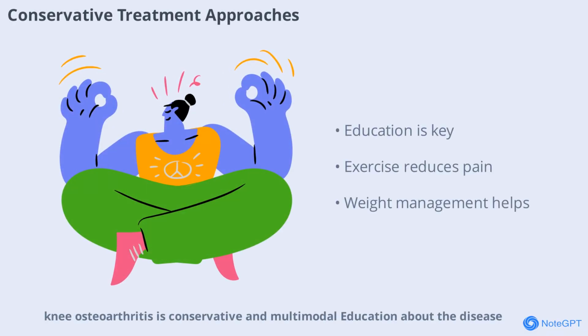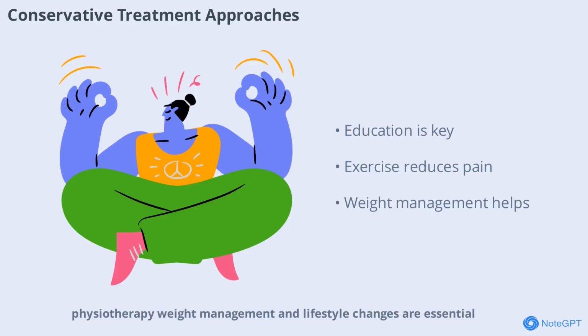The first line of treatment for knee osteoarthritis is conservative and multimodal. Education about the disease, physiotherapy, weight management, and lifestyle changes are essential. Structured exercise programs, both land-based and aquatic, help reduce pain and improve function. Gait aids, braces, and self-management programs can further support patients. These non-pharmacological measures are safe and effective, but their implementation in clinical practice can be challenging. Nationwide initiatives have shown that consistent exercise and education improve outcomes.